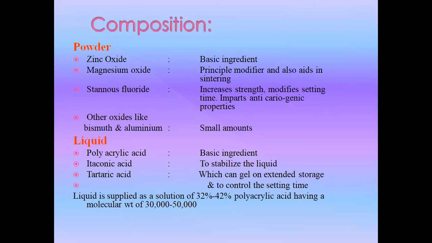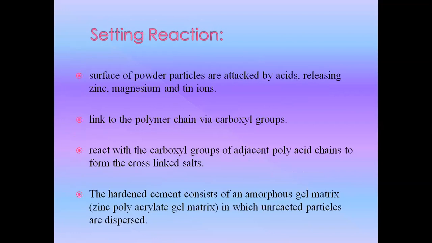Now see, in the composition, polycarboxylate is a fluoride releasing cement because it has stannous fluoride in its composition, and stannous fluoride imparts anti-carcinogenic properties to your zinc polycarboxylate. Then you have polyacrylic acid, which is the basic ingredient. You have itaconic acid and tartaric acid. These are all present in your zinc polycarboxylate cement.